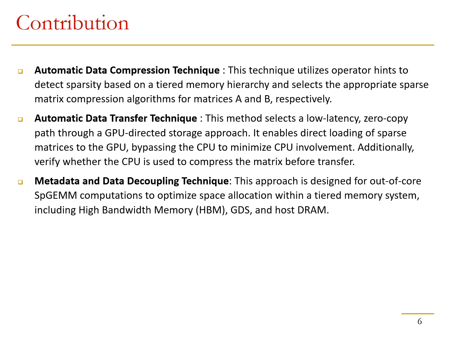Our contribution. Automatic data compression technique. This technique utilizes operator hints to detect the sparsity based on the tiered memory hierarchy and selects the appropriate sparse matrix compression algorithm for matrix A and matrix B, respectively. Automatic data transfer technique. This method selects the low-latency zero-copy path through a GPUDirect Storage approach. It enables direct loading of sparse matrices to the GPU, bypassing the CPU to minimize CPU involvement. Additionally, it verifies whether the CPU is used to compress the matrix before transfer.